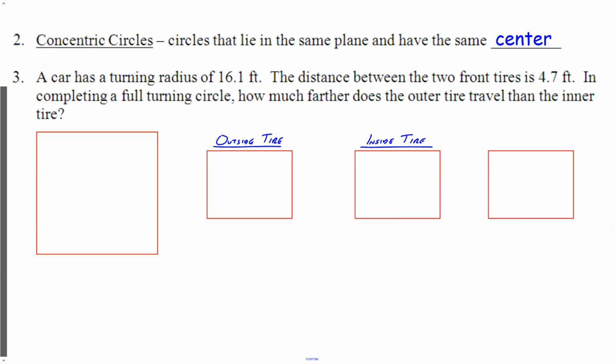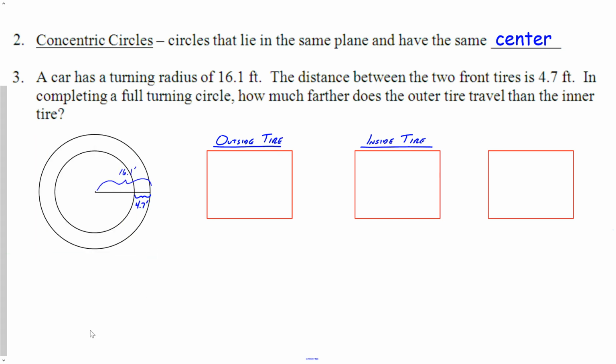So number 3, we have this car that has a turning radius of 16.1 feet. We know the distance between the two front tires is 4.7 feet. In completing one full turning circle, how much farther does the outer tire travel than the inner tire? So first thing we'd want to do is get ourselves maybe a diagram for this. This is a problem that deals with concentric circles. The path of the inner tire and the path of the outer tire when you drive in one full circle would be concentric circles with each other.